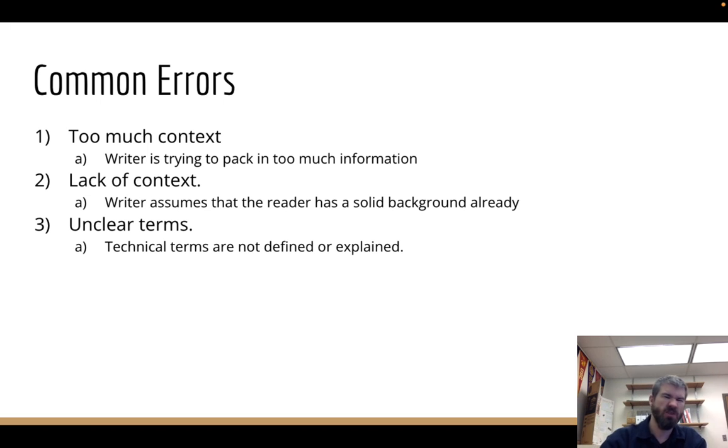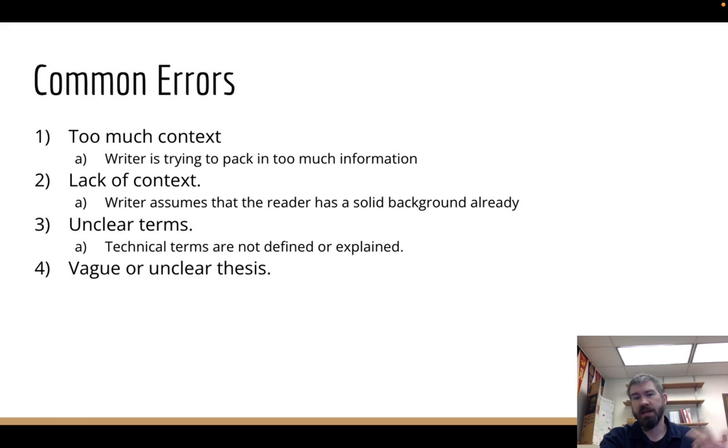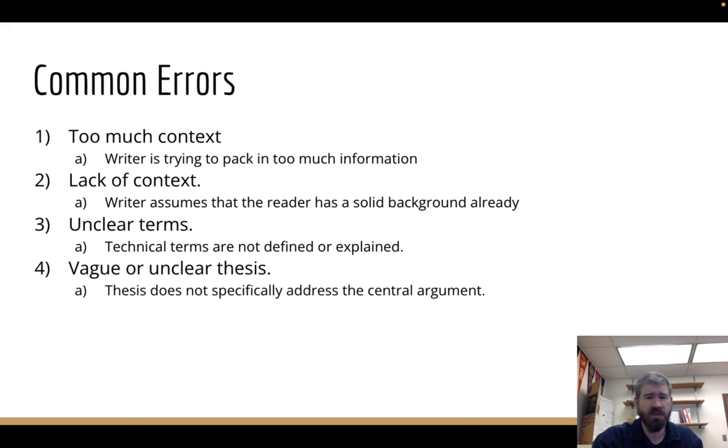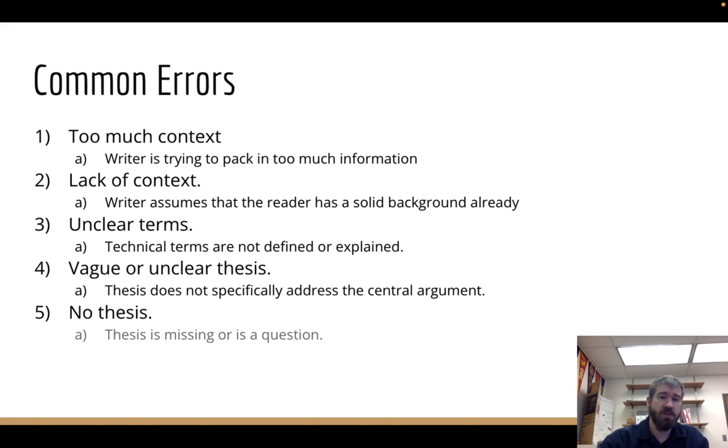Number 4, unclear terms, so technical terms are not clearly defined. And then the last 2 are about thesis. So a vague or unclear thesis, right? It doesn't specifically address a central argument, or it's not clear what the writer means, or there is no thesis, which also happens sometimes, or the thesis is a question, right? Again, it's a thesis statement, so it's not a thesis question. We have a research question that generally leads us to a thesis statement, but that thesis statement should be a claim that appears, in MLA format, at the end of the very first paragraph, so the end of the intro paragraph. So hopefully that makes sense.